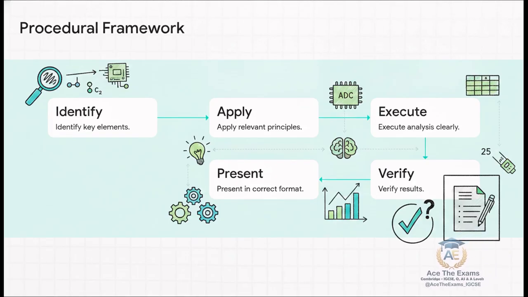Step 3. Execute analysis. You look at the data provided in the exam. Perhaps it's a complicated table of fluctuating CO levels, and you analyze the relationships. Step 4. Verify results. You check for reasonableness. Seriously, if your analysis suggests a pH level of 25, you know you've made a fatal mistake because the pH scale typically only runs from 0 to 14.